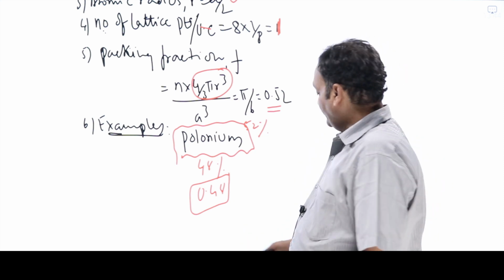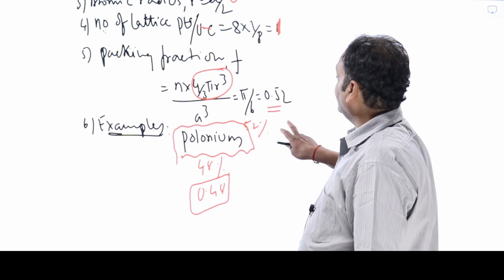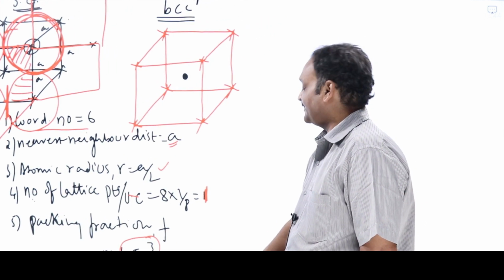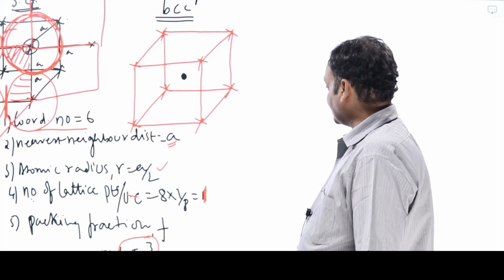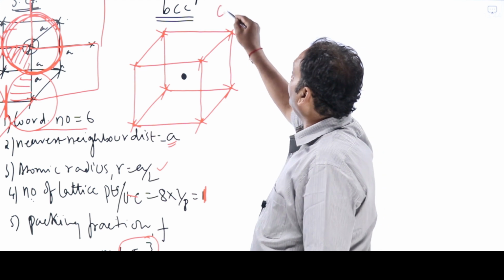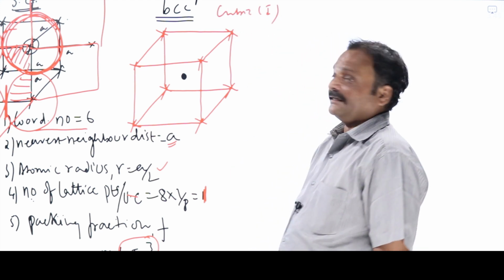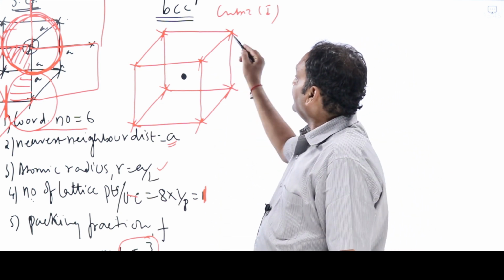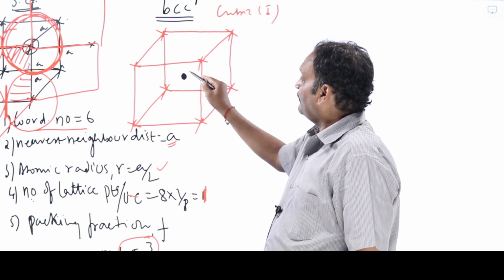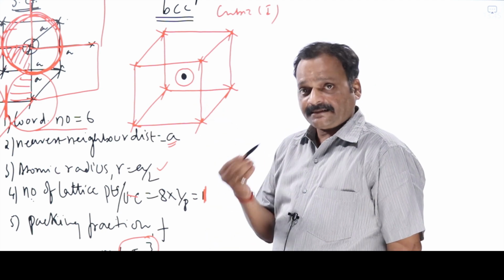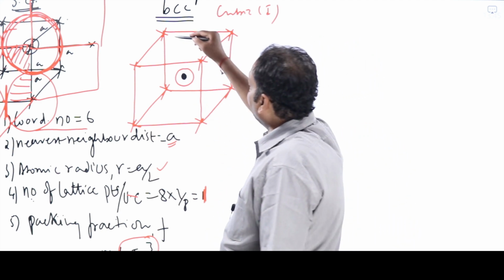Now we'll go for the next Bravais lattice in the cubic system, that is the body-centered crystal structure, or cubic I, also written as BCC. Here, apart from 8 lattice points on the 8 corners, there will be one additional lattice point present at the body center.